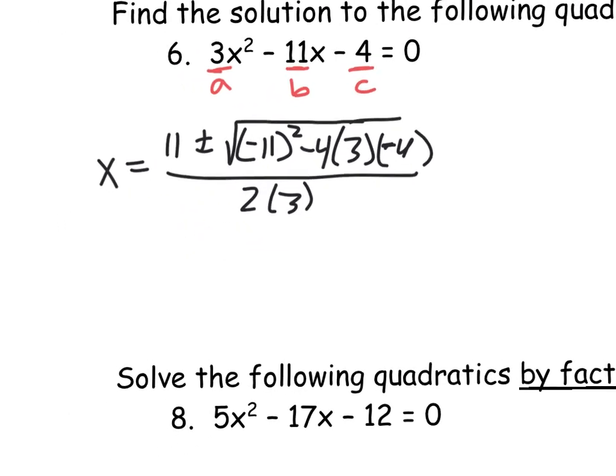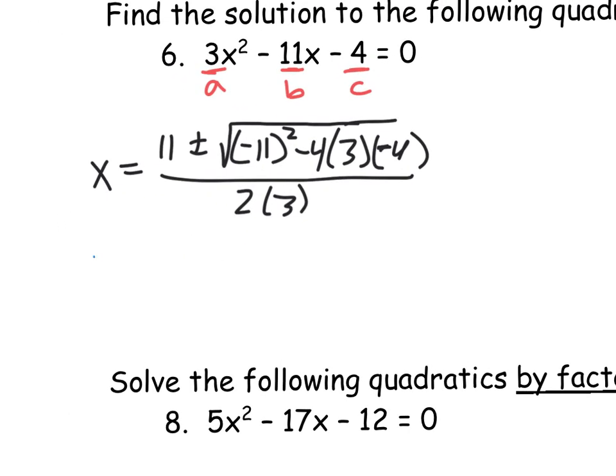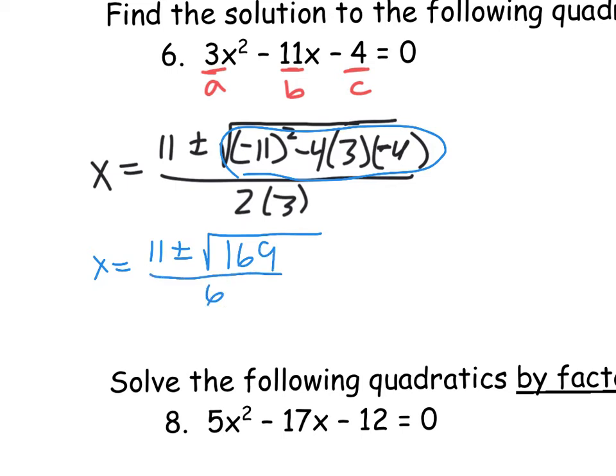So, working with this now. X equals 11 plus or minus. Okay, put this whole thing underneath the square root into your calculator. Find out what that number is. So, negative 11 squared minus 4, parentheses 3, and parentheses negative 4. And I get 169. Make sure you get that too. So we're all on the same page. And the square root of 169 is 13. So this is 11 plus or minus 13 all over 6.